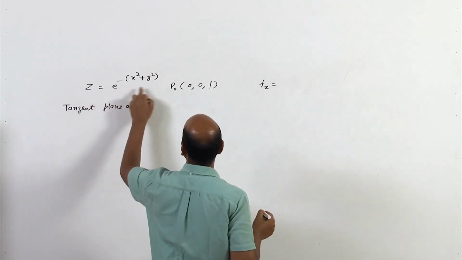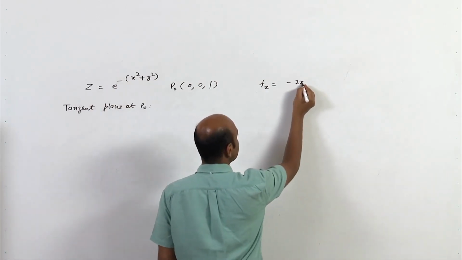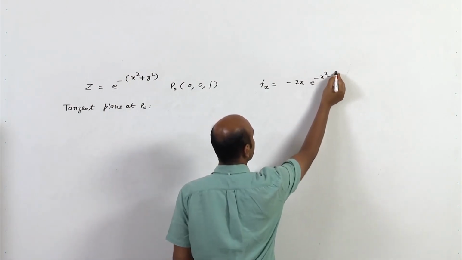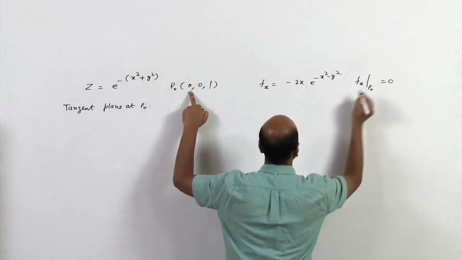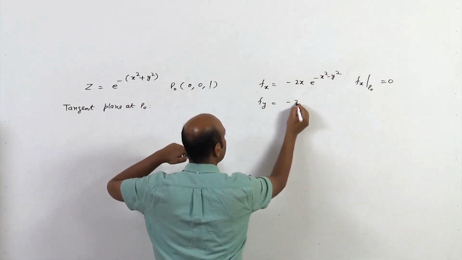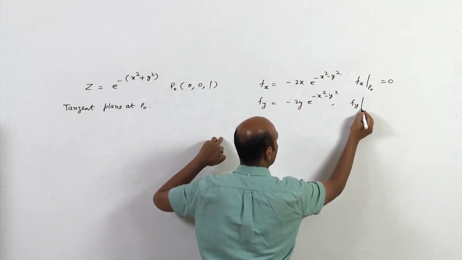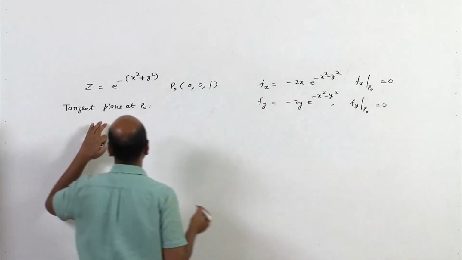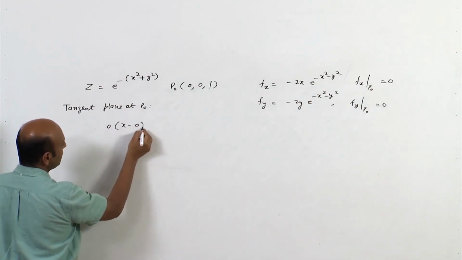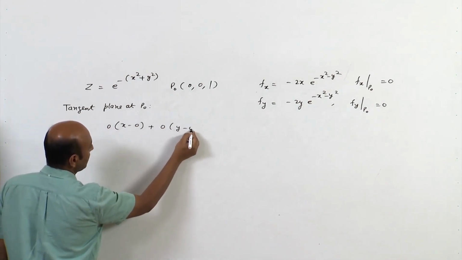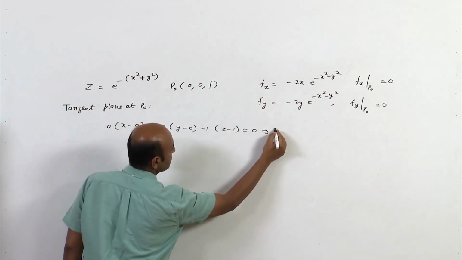So fx simply is this function, okay. So that will be minus 2x e raised to power minus x square minus y square, and at (0, 0, 1) it is 0, and fy will be again minus 2y e raised to power minus x square minus y square, and fy at P naught will again be 0. So the equation of tangent plane will be 0 into x minus x naught plus 0 into y minus y naught minus 1 into z minus z naught. So this implies z equals to 1.